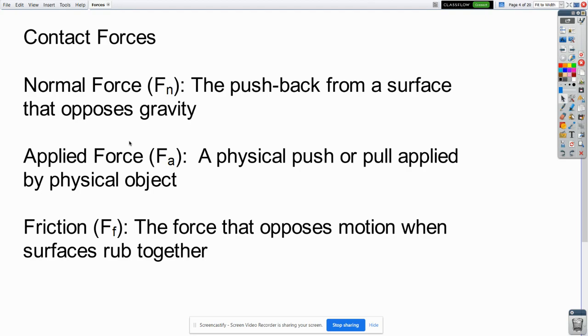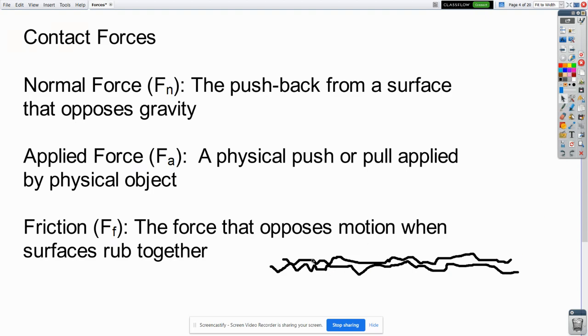Opposes just means in opposite direction. It is produced when surfaces rub together. That's because if you could look at surfaces on a microscopic level, you would see even the smoothest surface has contour to it. It's got little peaks and valleys in it. All surfaces have little peaks and valleys. And friction occurs when those little peaks and valleys get stuck in each other.